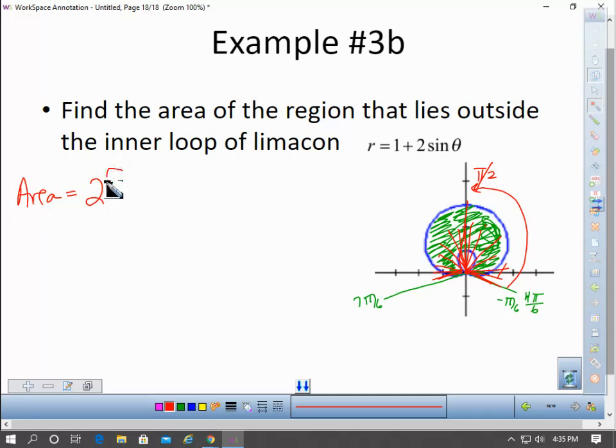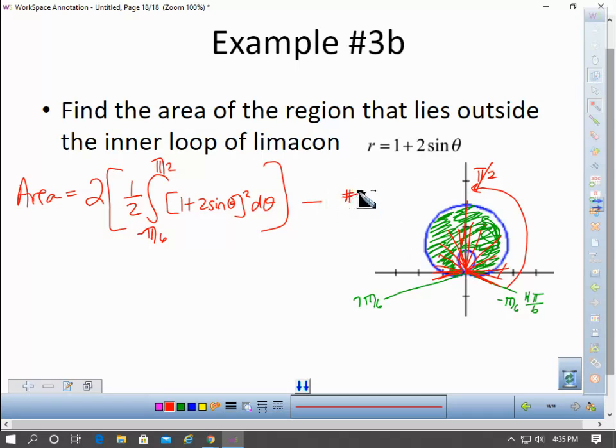I'm going to double my area of 1/2 the integral from negative pi over 6 to pi over 2 of my r squared, (1 plus 2 sine theta) squared, d theta. And then I'm going to double that area. Then I'm going to subtract off the one loop, which will be my answer to 3a. I'm going to have to subtract that off.